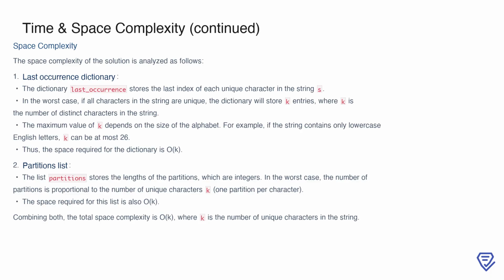Additionally, the solution uses a list to store the lengths of the partitions. In the worst case, this list could store one partition per unique character, which means it also requires O(k) space. Combining these two, the total space complexity of the solution is O(k), where k represents the number of unique characters.